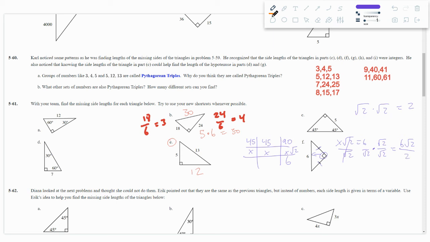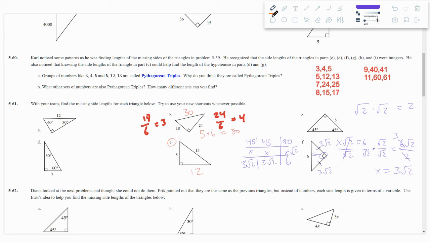So that's going to be 2. And technically, we're not done reducing yet because we can simplify this fraction. We can divide the 6 and the 2 because 2 goes into 6, 3 times. So when we simplify, the side length x is just 3 root 2. And that goes in for here and here.